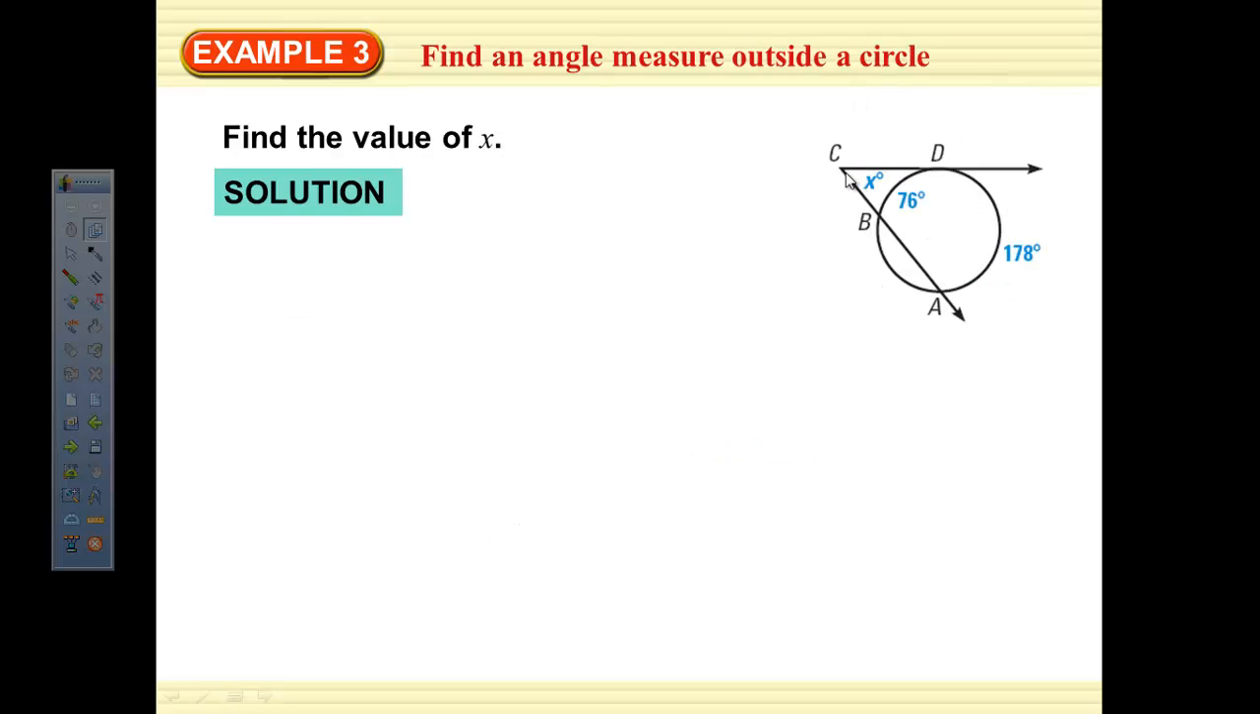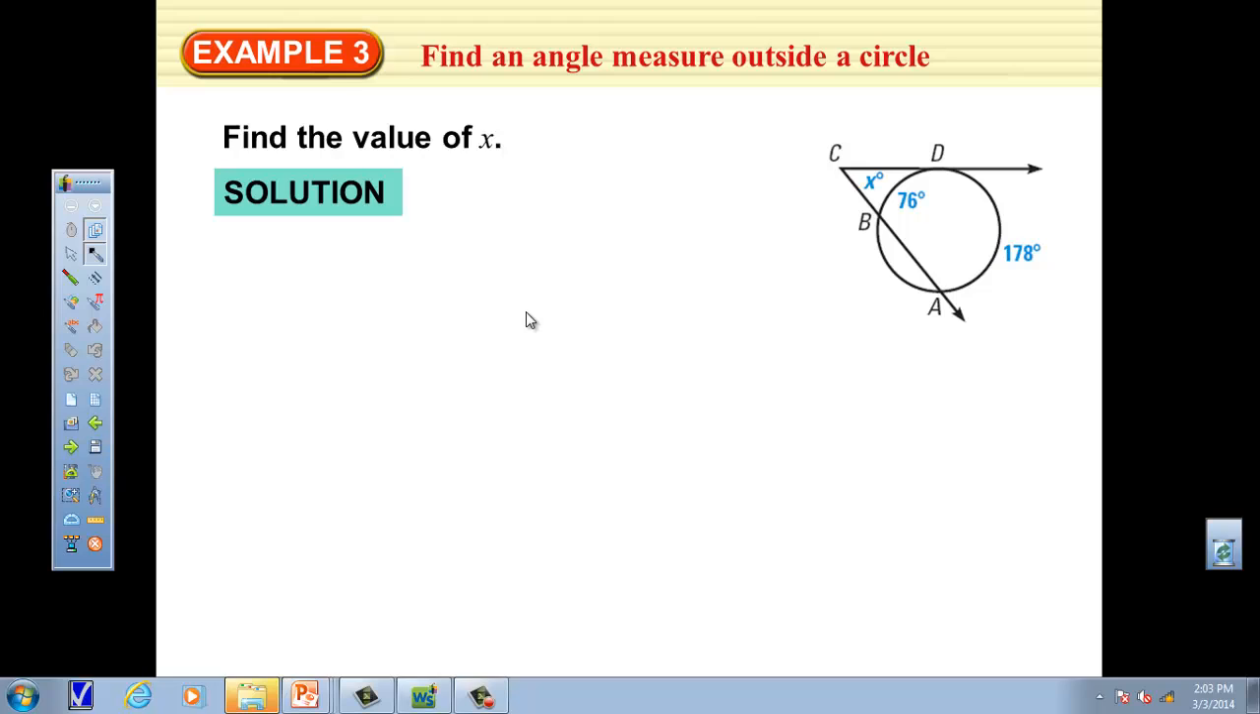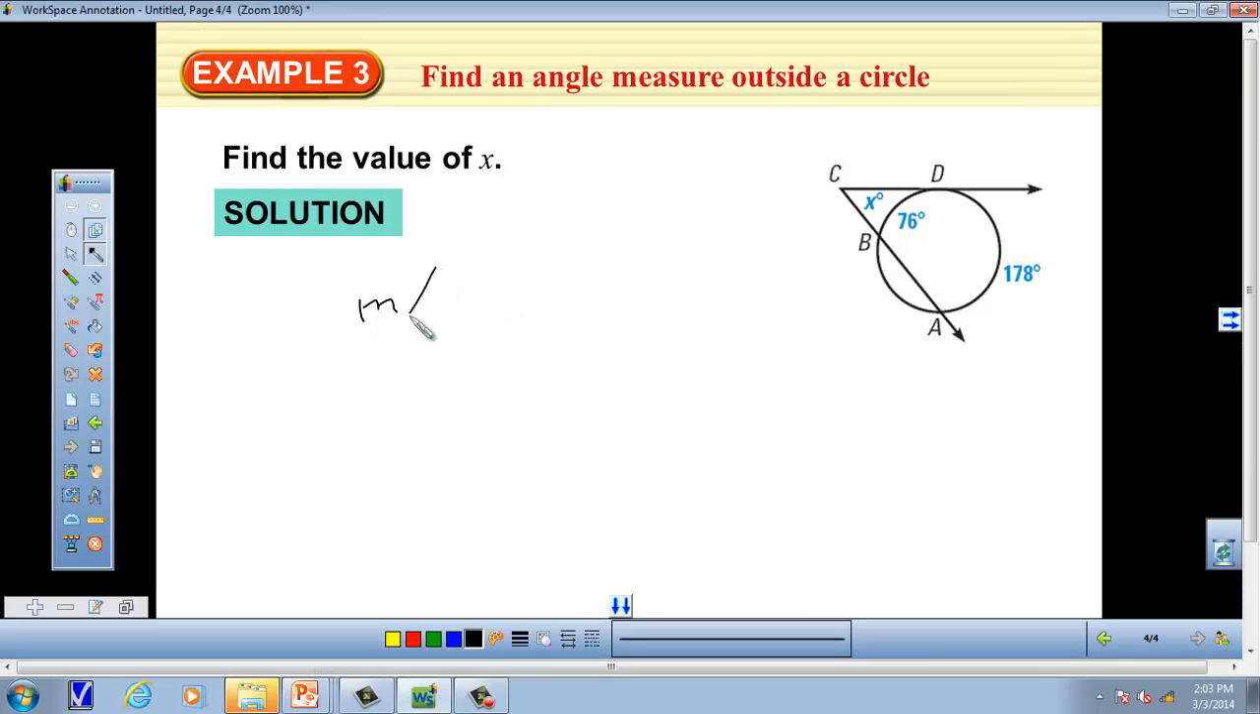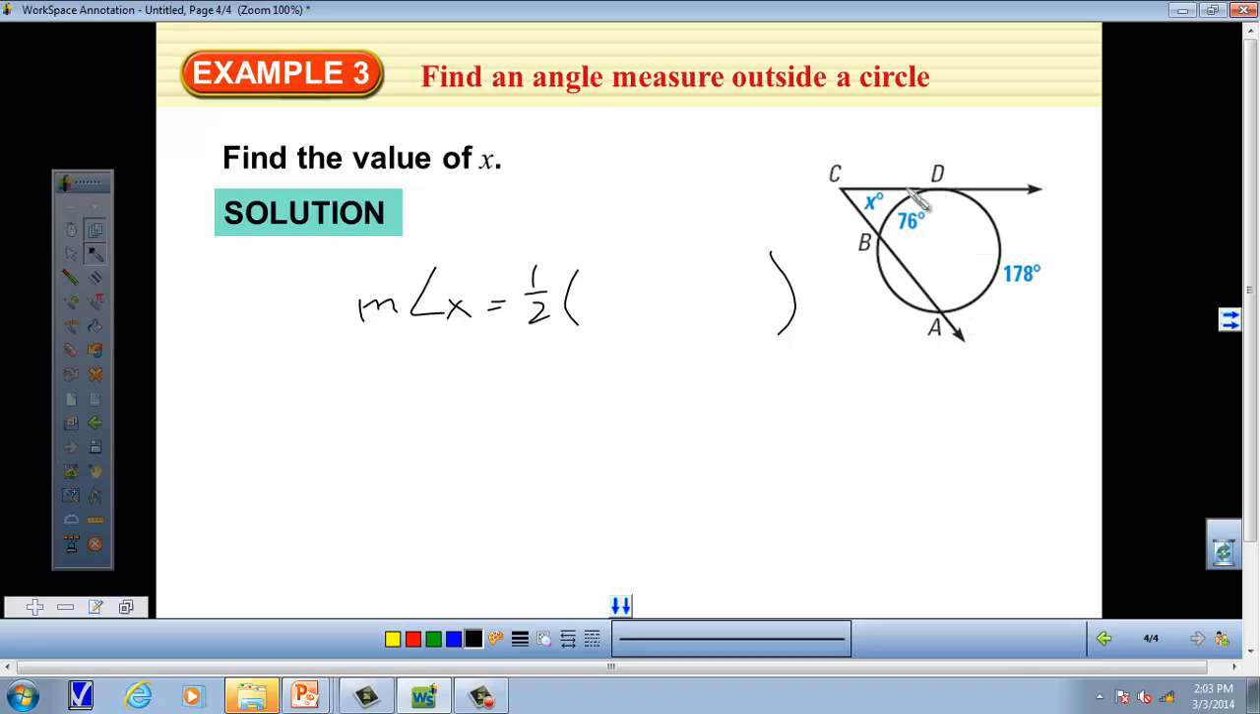Now if the intersection is outside the circle, whether it be two tangents, a tangent and a secant, or two secants, we have a different theorem for this. In this case, the measure of angle X is going to be equal to 1/2 the difference of those two arcs. So we have a bigger arc AD and a smaller arc BD. So we would say the measure of arc AD minus the measure of arc BD. I always remember this one because if it's outside, it's the big one minus the small one.